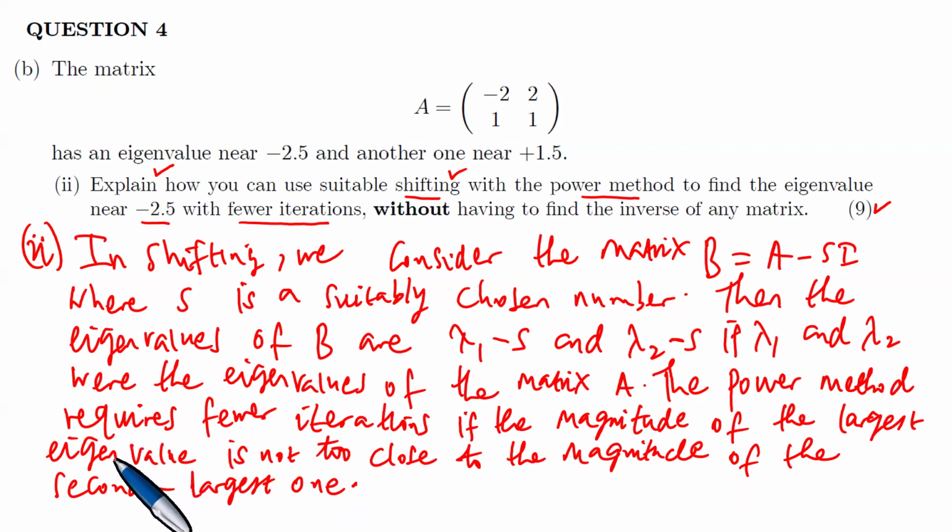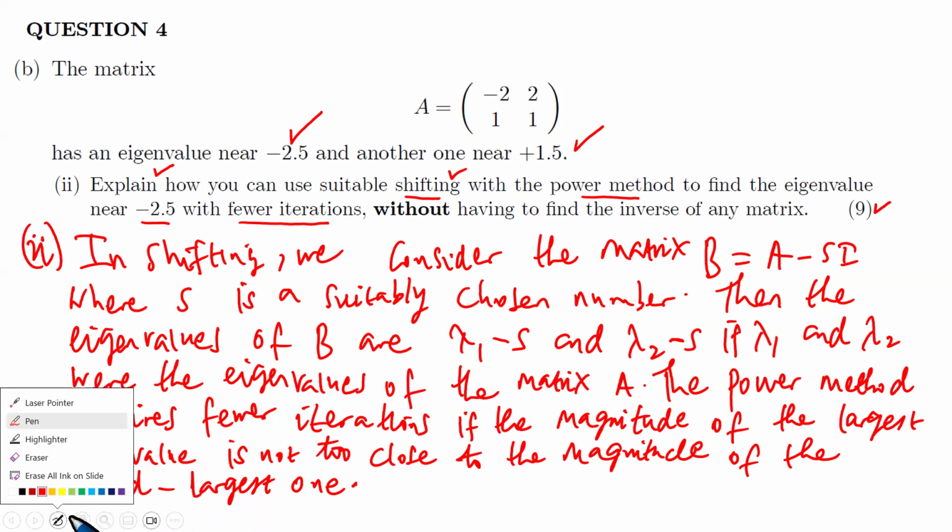The power method requires fewer iterations if the magnitude of the largest eigenvalue is not too close to the magnitude of the second largest one. Okay, this is a note. Like in this case, we have 2 eigenvalues, minus 2.5 and plus 1.5, and we're able to use the power method to find the eigenvalue near this. And we're saying the power method requires fewer iterations if the magnitude of the largest value is not too close to the magnitude of the second largest one. So in this case, if these two are not too close to each other, and obviously that becomes relative, we elaborate what we mean by that being too close.